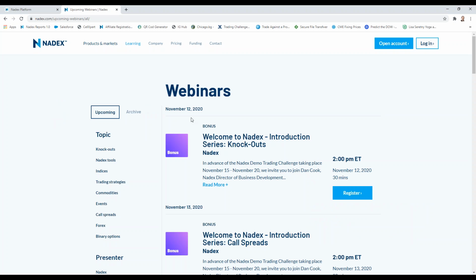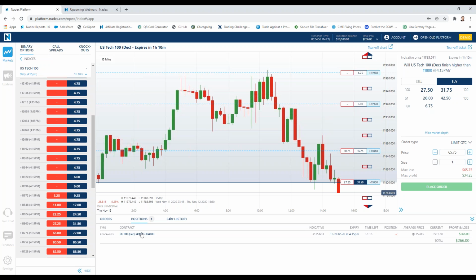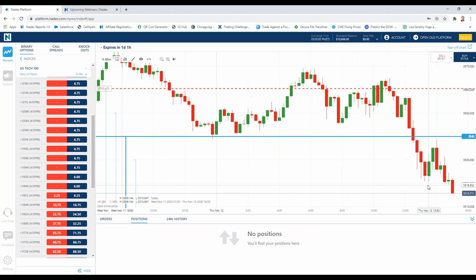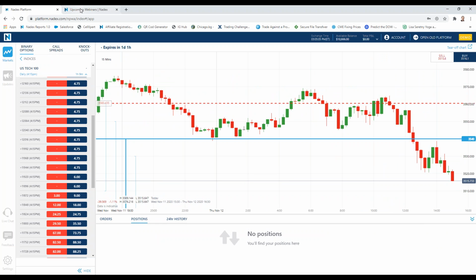The teacher, real quick, on closing the contract, you just go to your open positions window right here, click on that. It'll open an order ticket on the opposite side, click place order, and that closes out your position.